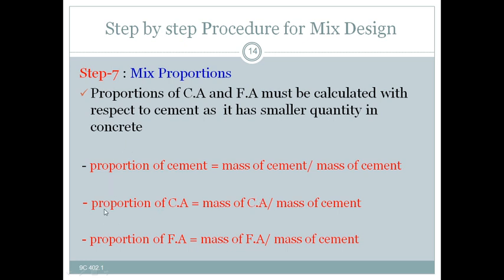The proportion of coarse aggregate equals mass of coarse aggregate by mass of cement. Similarly, the proportion of fine aggregate equals mass of fine aggregate by mass of cement. By using all these 7 steps, we can finally calculate the mix proportion required for a particular grade of concrete, in the sequence of cement, fine aggregate, coarse aggregate. Generally, it is designated as cement is to fine aggregate is to coarse aggregate. In this fashion, we give the mix proportions of a particular grade of concrete.